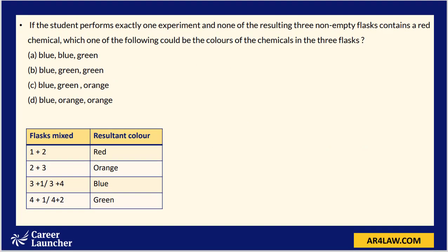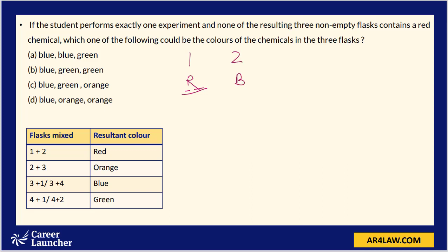If the student performs exactly one experiment, none of the resulting three non-empty flasks contain a red chemical. Okay. Which of the following could be the colors of the chemicals in the three flasks? Okay. So we do not want red to be in any of the flasks. So what we can be sure of here is that flask number 1, which originally had the red chemical, is definitely a part of that experiment.